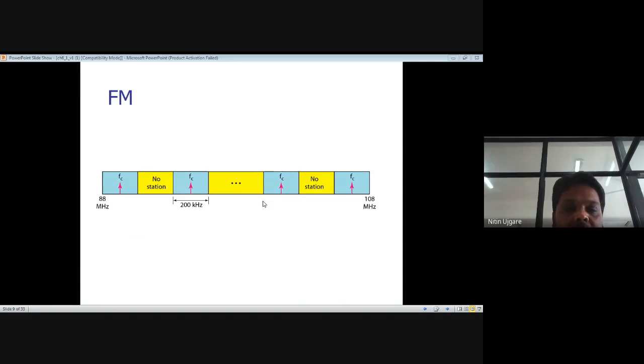So let's go to the frequency band allocation. As we have already discussed, the frequency modulation band allocation ranges from 88 megahertz to 108 megahertz. So that means we can have a potential 100 radio stations which range in this frequency band.